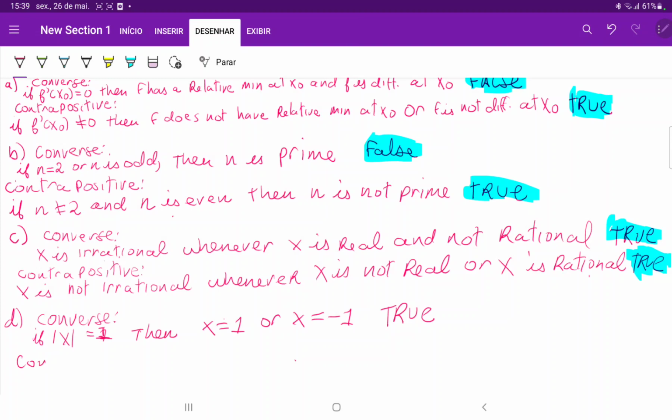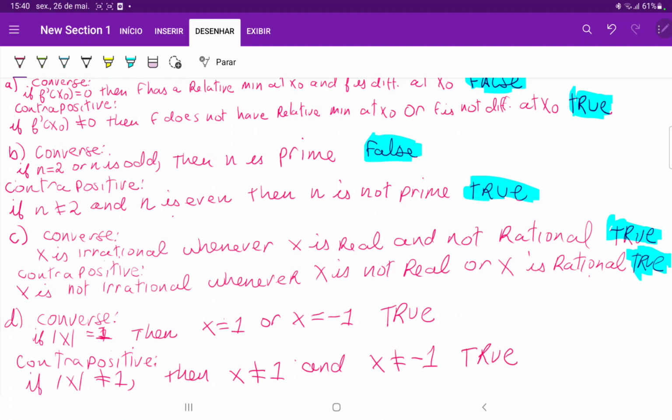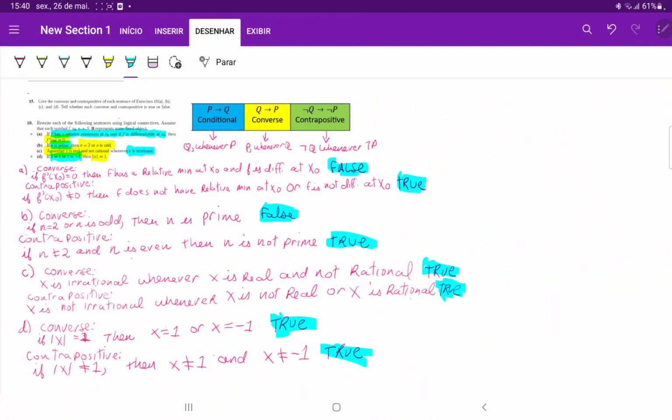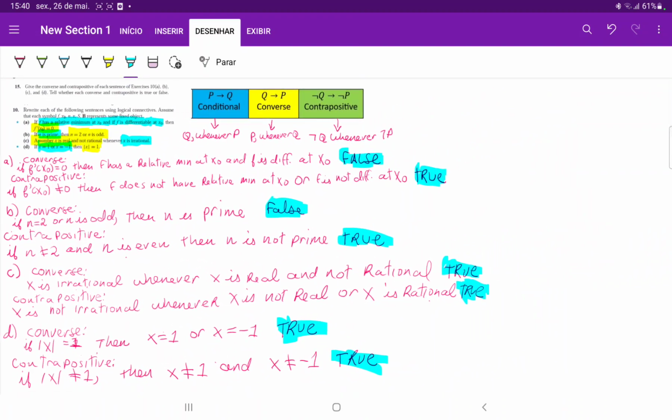And contrapositive, so we're just denying Q and P. So we're saying if the absolute value of x does not equal 1, then x does not equal 1, and through De Morgan's, x does not equal -1. And this is also true by the definition of the absolute value. So let's just highlight this. And yeah, we are done here. So let me just zoom out so you guys can see everything. And that is it.